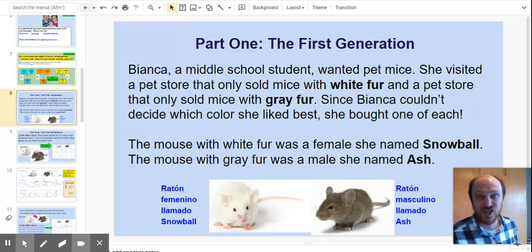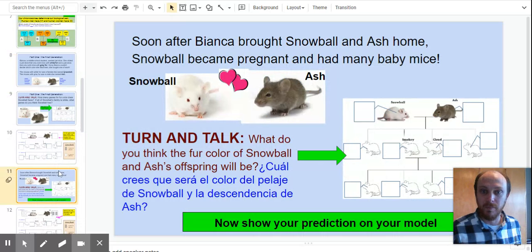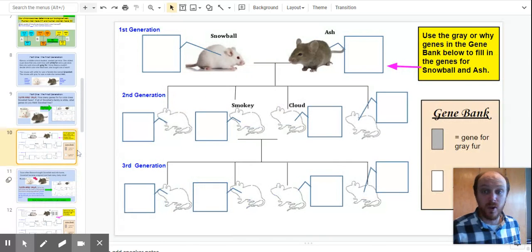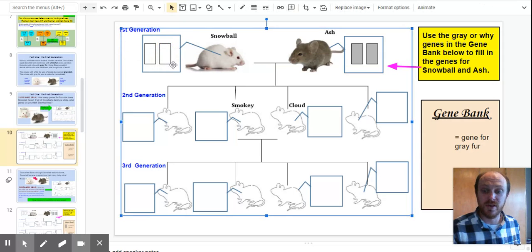All of Ash's ancestors, parents, grandparents, generations before, were all gray. Same thing with Snowball, but they were all white for Snowball. So what genes do you think they have? Okay, so actually we'll just tell you, Ash is going to have 2 copies of the gray gene, 1 from his mom and 1 from his dad. Remember, we always get 1 from each. And Snowball is going to have 2 copies of the white gene, 1 from mom, 1 from dad. Okay, that's going to be important. We got to know that there's 2 each.